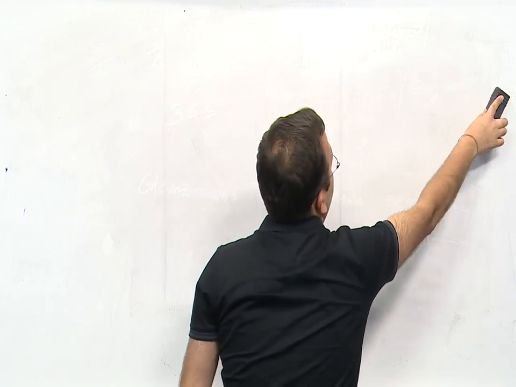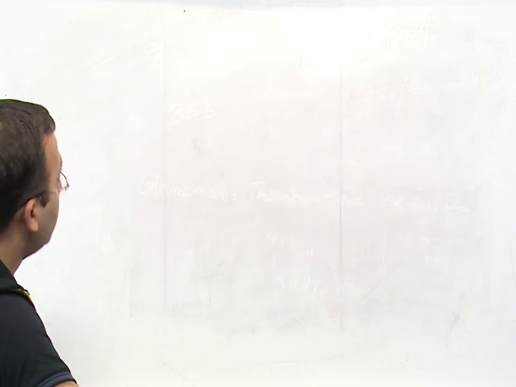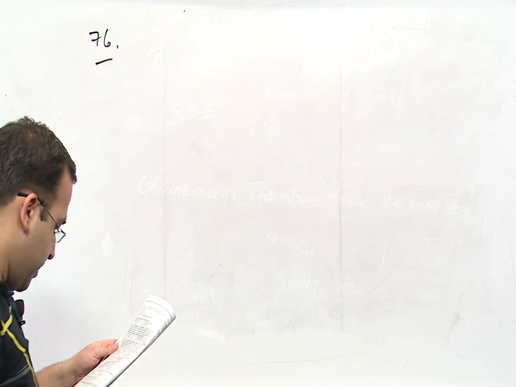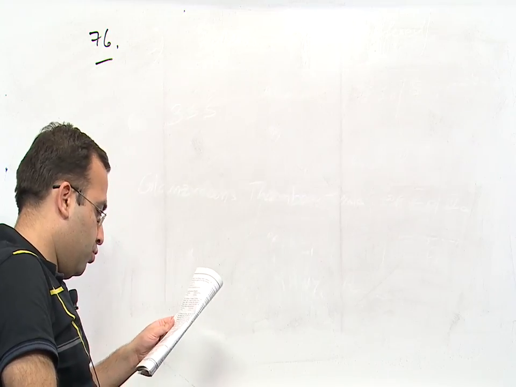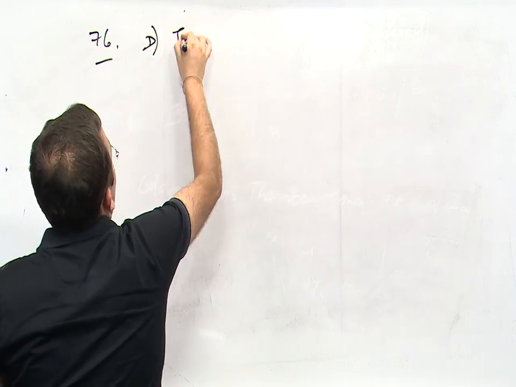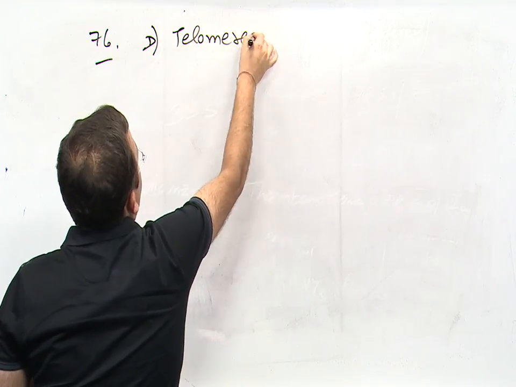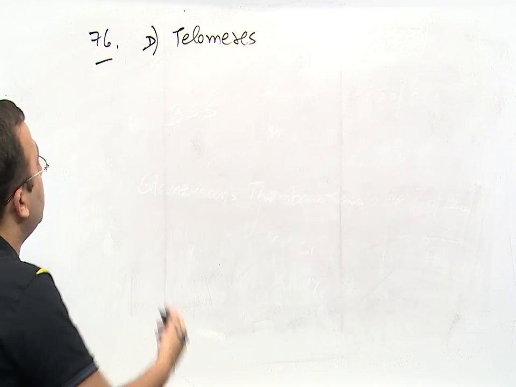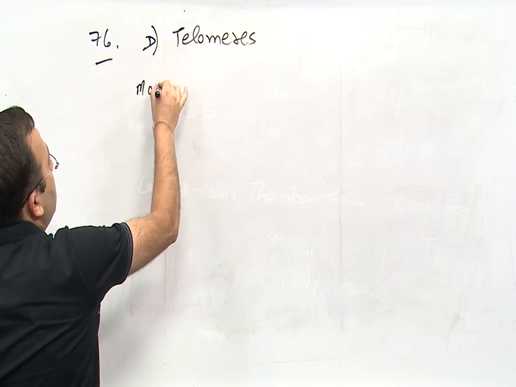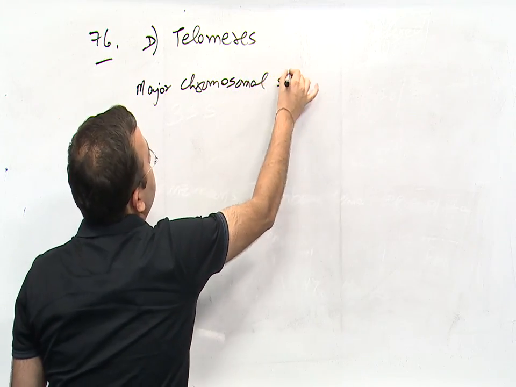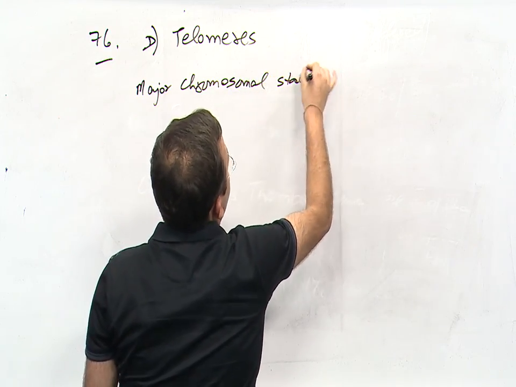Question 76. T banding. It usually selectively stains telomeres. The name tells you everything. T banding, telomeres. Next, let us have a look at major chromosomal staining patterns.